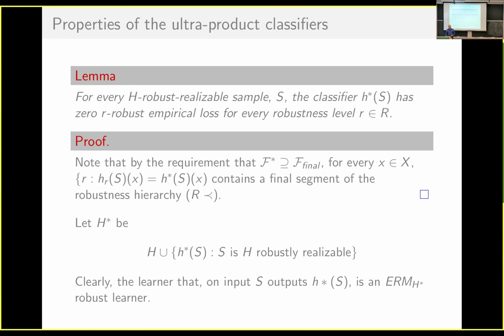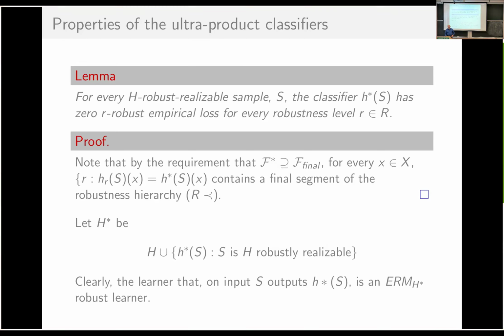It has 0 robust error on the classifier. But the main thing is that this H star, I take H and I add all the limit classifiers. I add all these H star. First of all, it is robust. Now I'm robustly realizable, but now I am outputting members of this H star. The question is, what is the VC dimension of H star?